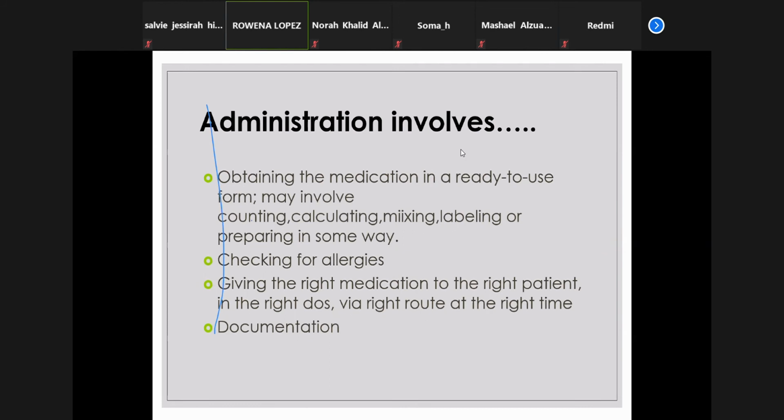So administration involves obtaining the medication in a ready-to-use form, and may involve counting, calculating, mixing, labeling, or preparing in some way. Sometimes the pharmacist is the one preparing these medications. It also involves checking for allergies, giving the right medication to the right patient in the right dose via the right route at the right time, and always documenting, because if you do not document, that means it was not given.